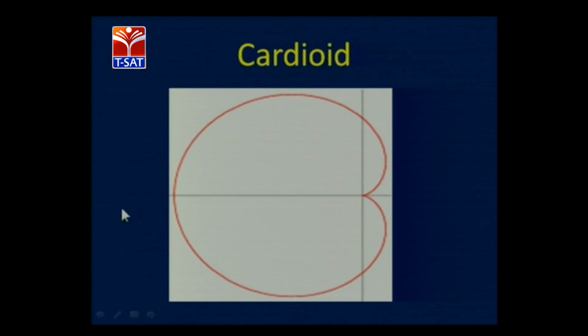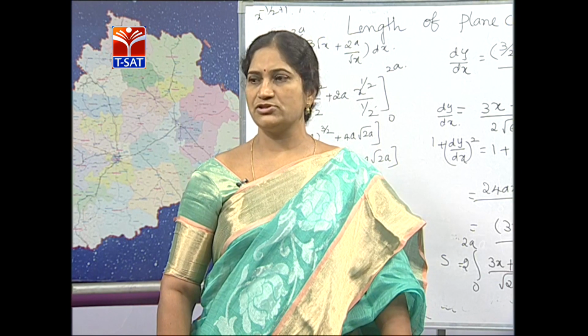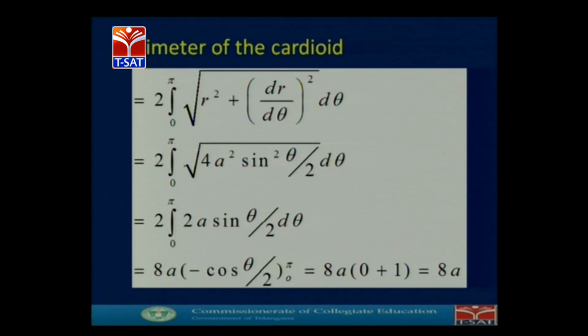It is symmetric about the initial line. The part above the initial line is the same as the part below the initial line. So we will take the total length as 2 times the integral from 0 to what? At the initial point the theta value is 0, and at the final, terminal point, theta is pi. So we take theta from 0 to pi. Now the length of the arc is equal to 2 times the integral from 0 to pi of under root of r square plus (dr by d theta) whole square d theta.